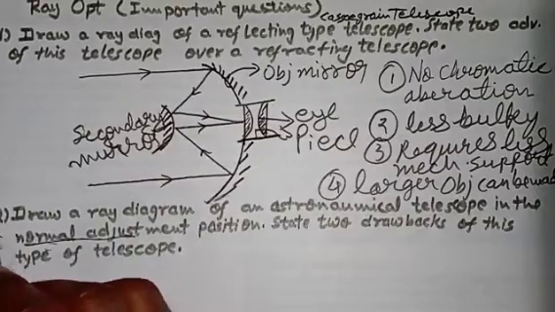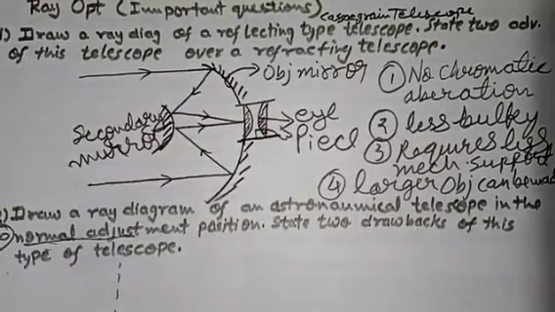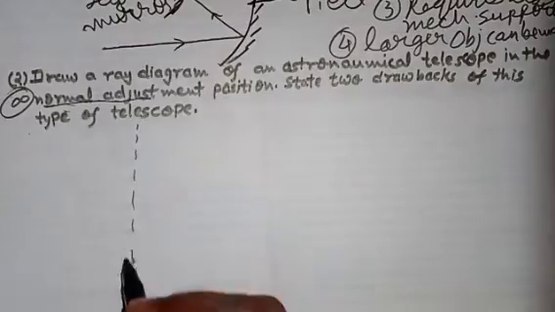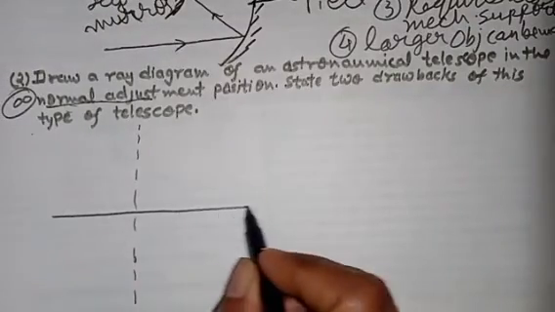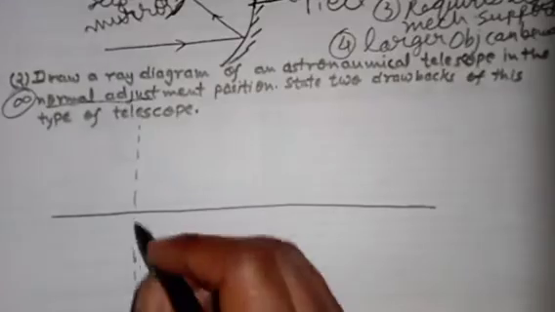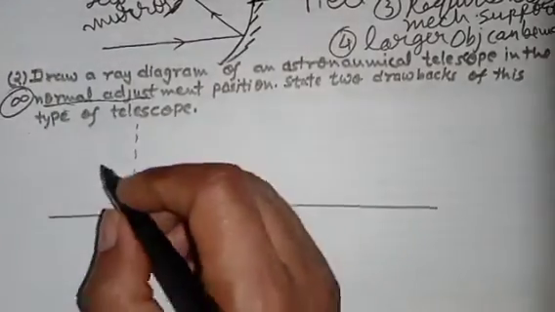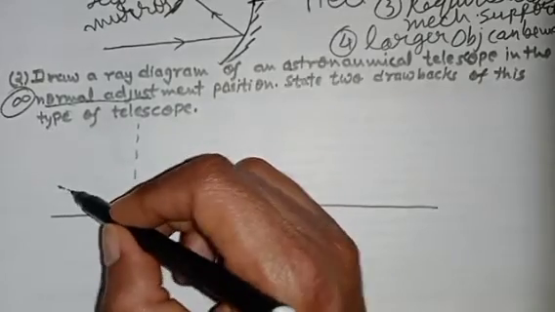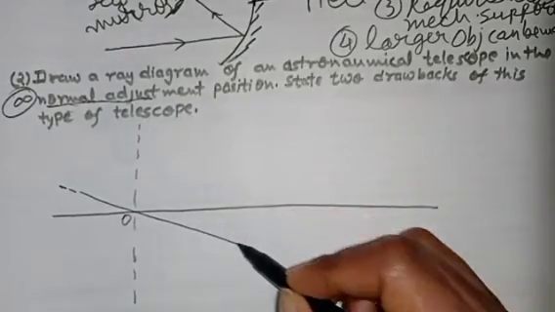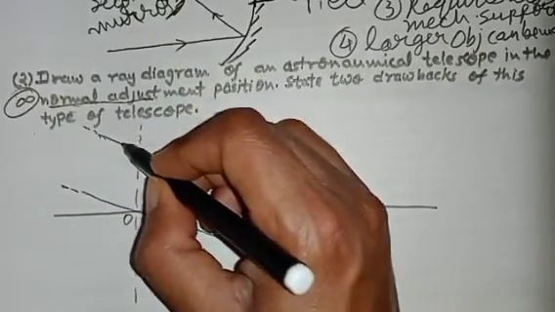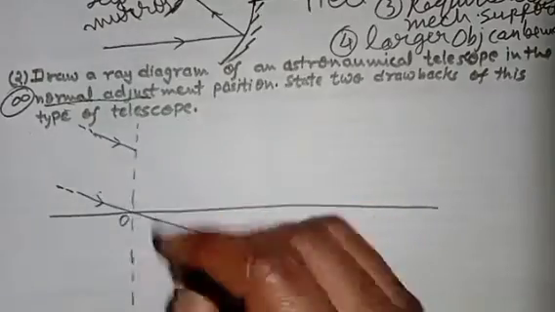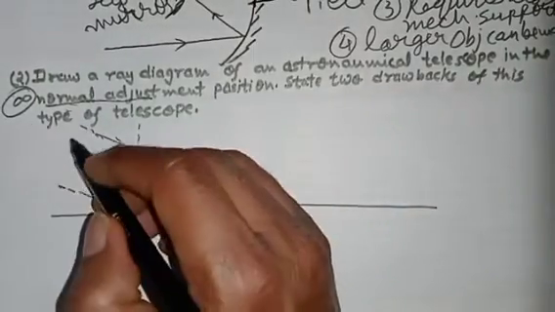Normal adjustment means when final image formed at infinity. So first, draw a dotted line here. Later on we'll convert it into lens. So this is the objective lens, and because it is used to observe far off objects, so only parallel rays will reach it. The rays which are parallel to each other will reach this lens, from a very distant source.